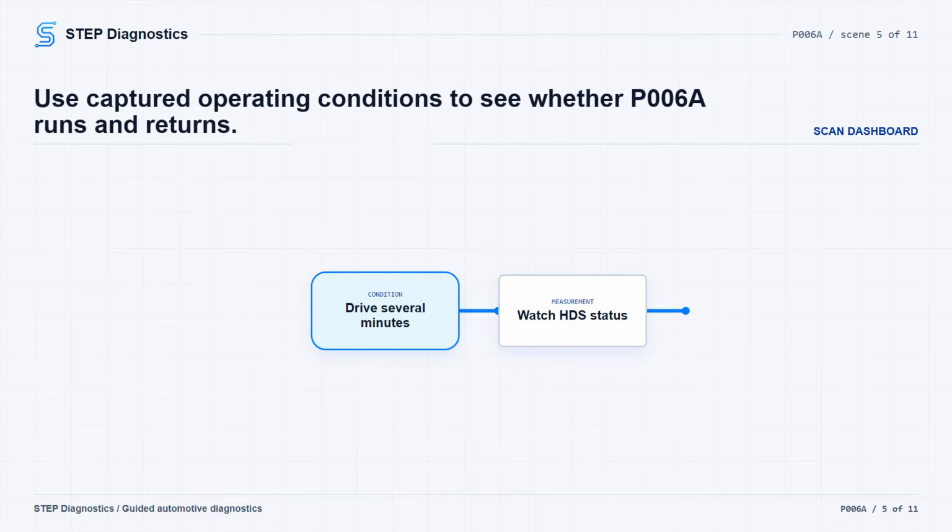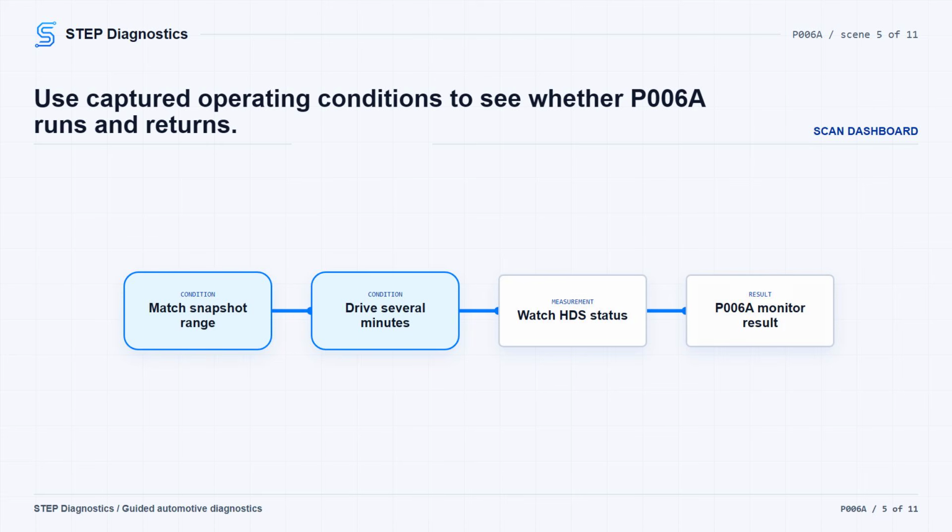Next, test drive the vehicle for several minutes in the same range as the recorded onboard snapshot parameters. Use engine speed, vehicle speed, MAP sensor voltage, and TP sensor as the monitor gate. While doing that, watch the HDS OBD status for P006A. Keep verification separate here. First, prove whether the monitor sees the fault again. Then move into the airflow checks.